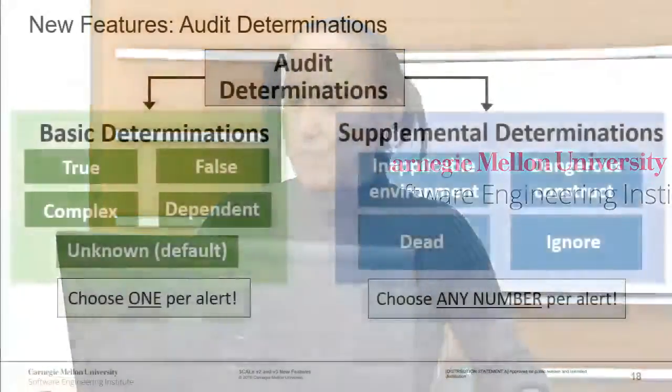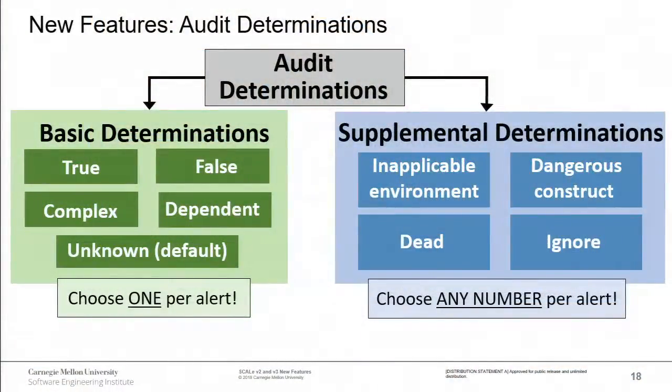So new features that we've added this year, the first new feature I'll talk about is Audit Determinations. We have changed the set of audit determination options to be a set of basic determinations shown here: true, false, complex, dependent, and unknown. 1 can be chosen per alert. And a set of supplemental determinations where any number of those can be chosen per alert.